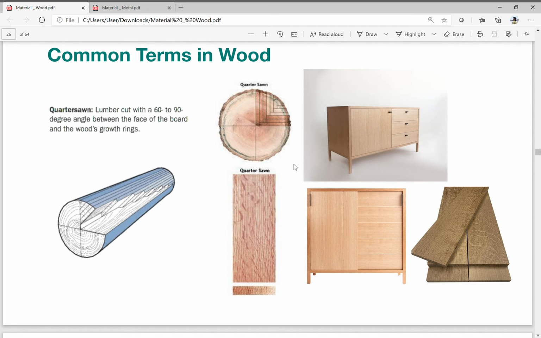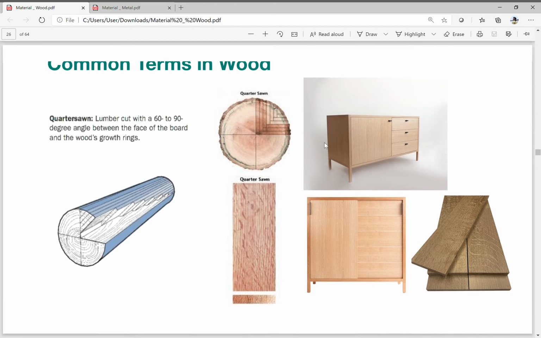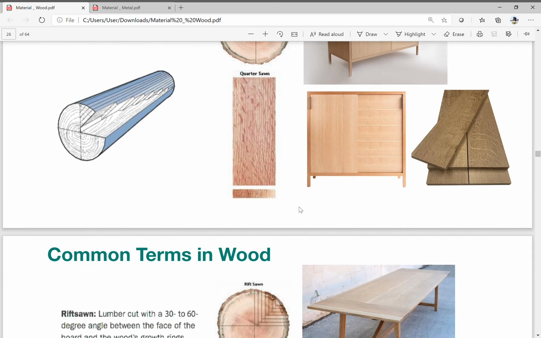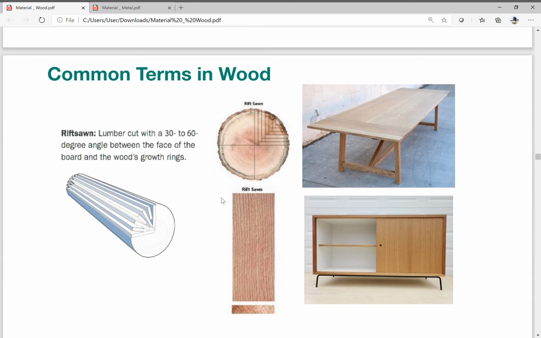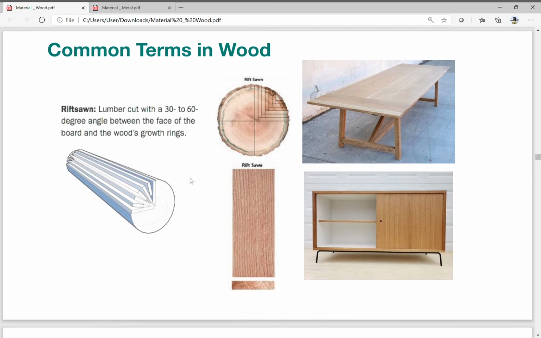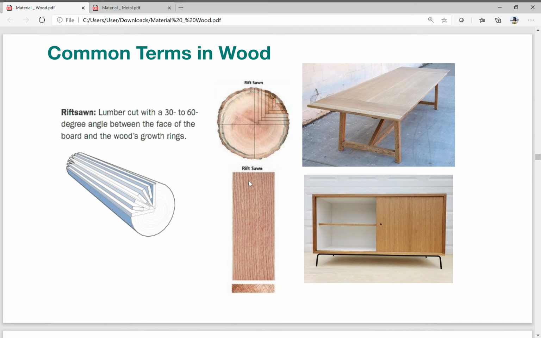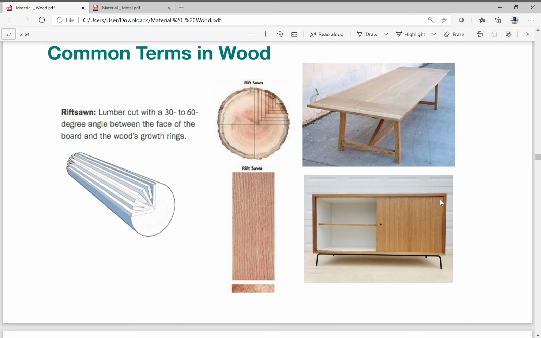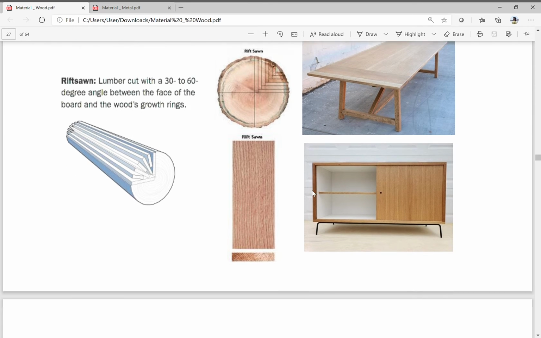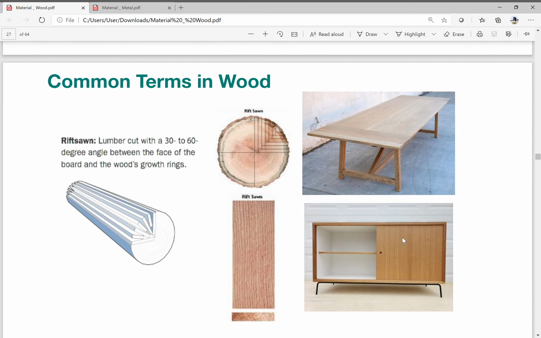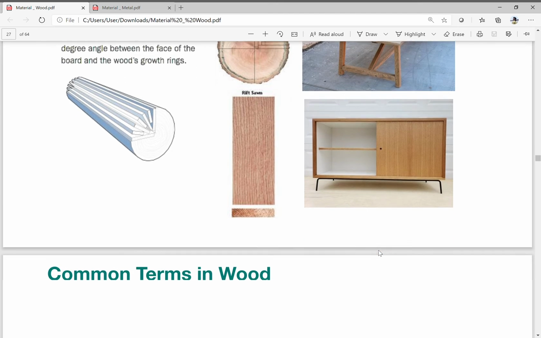So it's more linear, it's vertical lines. And then you have your rift sawn, which is also finer, so it shows a different degree of grain structure. You can see that it's really linear, straight, and compact. Depending on the wood, it would show this kind of pattern.